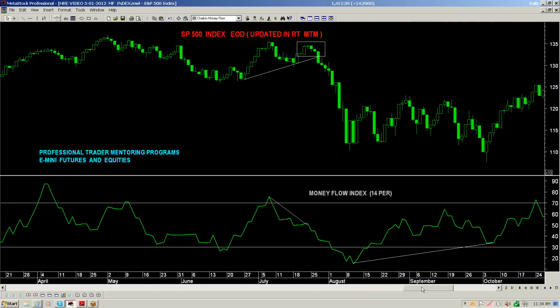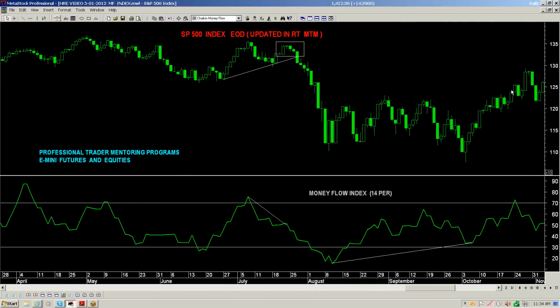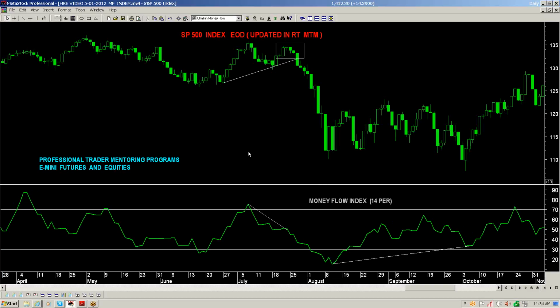But here, look what did happen out of this. Prices traded way up. Again, a forewarning for future directional price movement. This is the real value behind the money flow index. And again, this is right out of the box in the Metastock professional program. So let's go back and let's take a look at the continuous contracts on the futures, where the equities are the proxy for the futures.